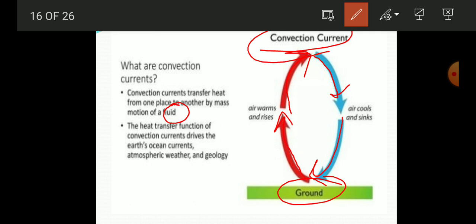Yes, the liquid is also included in the category of fluid, because it is also flowing. So here also, the heat transfer function of convection current drives the Earth's ocean currents, atmospheric weather and geology. Here you can learn about the Earth's ocean currents and the land breeze and the sea breeze. These are also happening from the convection current. We will learn about sea breeze and land breeze in detail in this chapter.